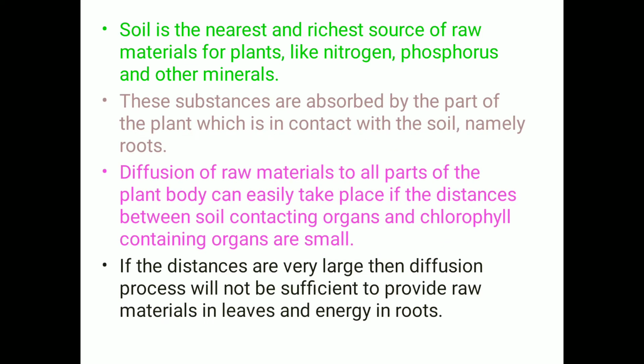So, now soil, that is the nearest and the richest source of raw material for plants like nitrogen, phosphorus, and other minerals. Now, see, the plants also need raw materials for their survival. We know that plants are photosynthetic and they have to manufacture their own food. For that, they need raw materials like water. And here are given some names of the minerals like nitrogen, phosphorus, and others.